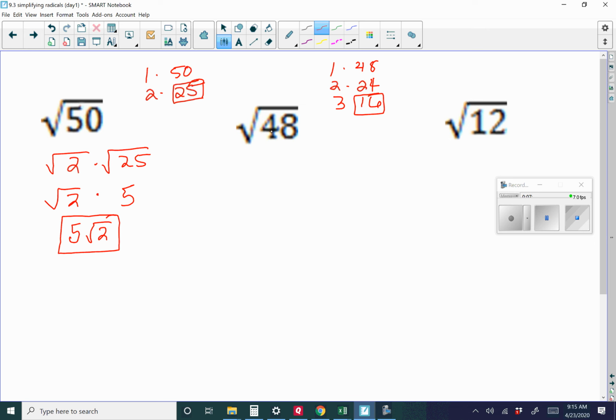So I'm going to break the square root of 48 up into, and this is that product rule, square root of 3 times the square root of 16. Okay, square root of 3 is just the square root of 3. That's not a perfect square. Square root of 16 is 4. And we always write the square root last, so I'm going to rewrite this as 4 square root of 3. Okay.